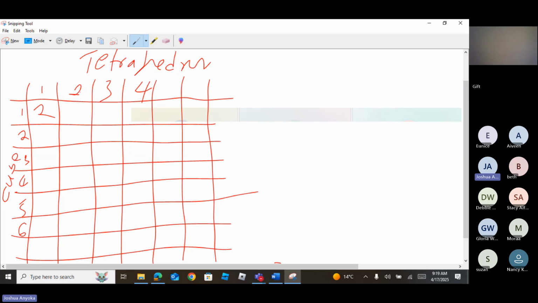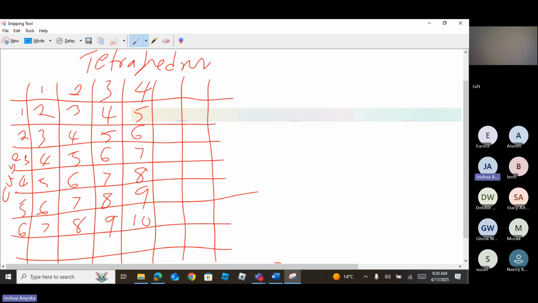2 plus 1, 3. 3 plus 1, 4. 4 plus 1, 5. 1 plus 2, 3. 2 plus 2, 4. 3 plus 2, 5. 4 plus 2, 6. 1 plus 3, 4. 2 plus 3, 5. 3 plus 3, 6. 4 plus 3, 7. 1 plus 4, 5. 2 plus 4, 6. 3 plus 4, 7. 4 plus 4, 8. 1 plus 5, 6. 7, 8, 9. 1 plus 6, 7, 8, 9, 10. That's the table that you are supposed to draw. We have answered the first question.